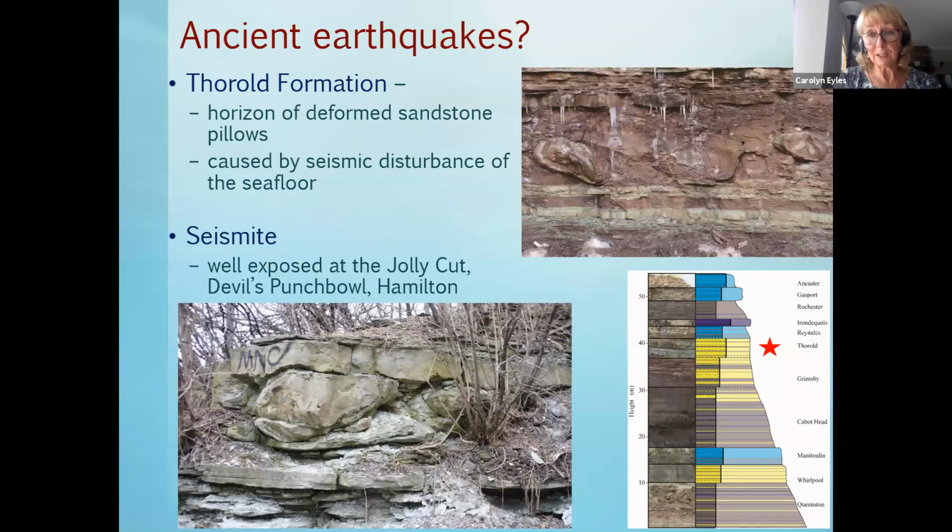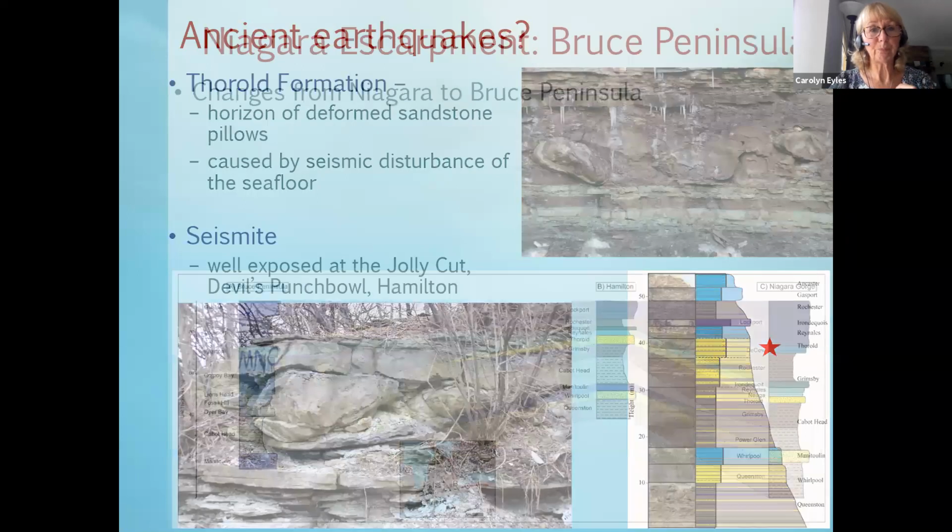And we can see this earthquake horizon is regionally extensive. We can see it well exposed at the Jolly Cut, at the Devil's Punch Bowl in Hamilton, and you can see it elsewhere too. So there we have a delta developing in this ocean and in this inland sea. It's prone to some earthquakes, it's prone to some shallowing and periodic fluvial deposition.